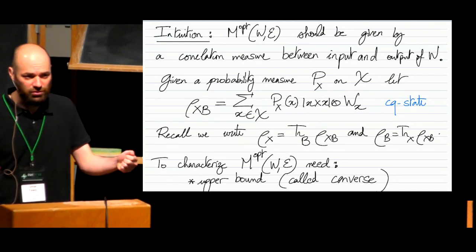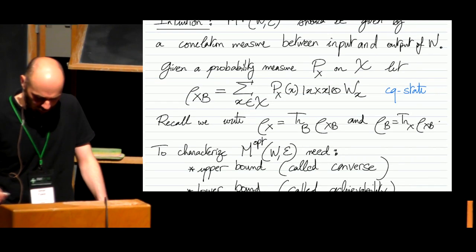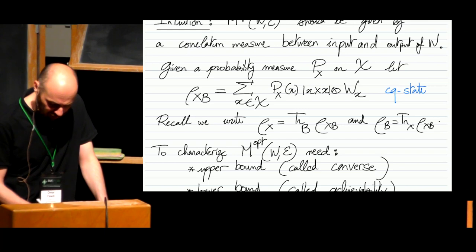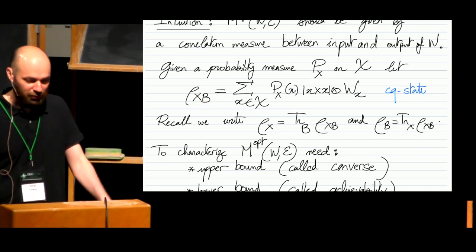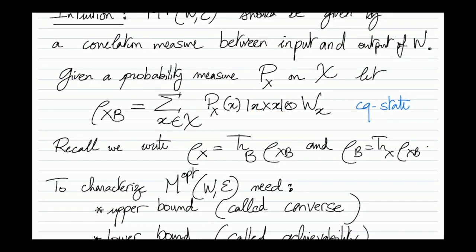In order to quantify this correlation between the input and the output, it will be useful to introduce a joint state on the input of the channel as well as the output. We'll look at this joint bipartite state and look at correlation measures for it. Remember that the input is classical, x, and the output is quantum, b, so I'll define a classical-quantum state. When the input is x, it's natural that the output will be W of x, the output of the channel on the input x. But we have some degree of freedom here: what probability do I choose on the inputs of the channel? This is a parameter that will come back, and we'll optimize over it in all the different expressions we consider. So for now, think of having a probability distribution on the inputs of the channel, and depending on it, I define a joint state rho on x and b.